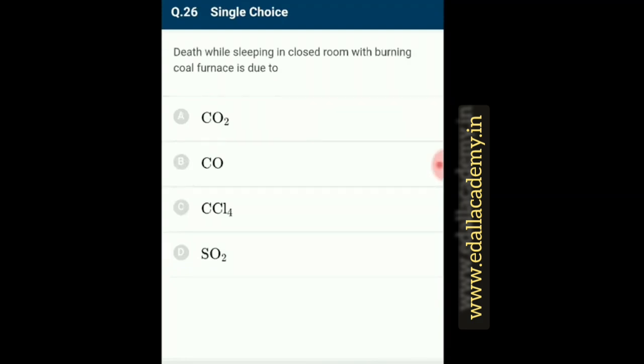Death while sleeping in closed room with burning coal furnace is due to. Coal is a fossil fuel which on burning produces heat and gives out carbon monoxide as a waste or pollutant. Hemoglobin shows more affinity to carbon monoxide than oxygen. When this carbon monoxide filled air is inhaled, it replaces oxygen in our blood and forms carboxyhemoglobin. Carboxyhemoglobin is very toxic and can lead to respiratory diseases and even cause neurological complications. Carbon monoxide poisoning can lead to death of the individual. So the answer is option B, carbon monoxide.